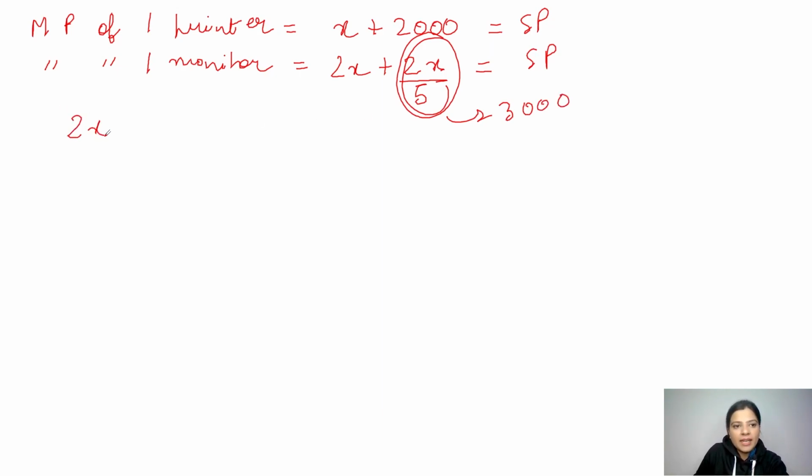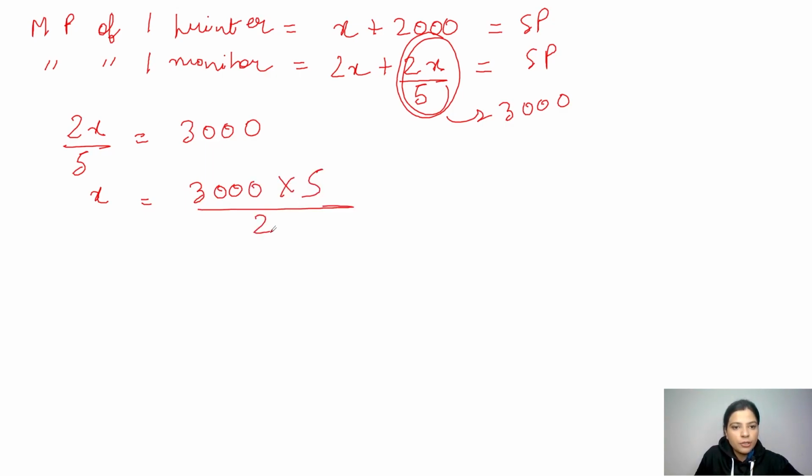So from here you can calculate the value of X very easily. X will be nothing but 3,000 into 5 divided by 2. So that becomes 1,500 into 5. So that is 7,500 rupees. And what did we suppose X as? We supposed X as CP of one printer. Now you have got the CP of a single printer.